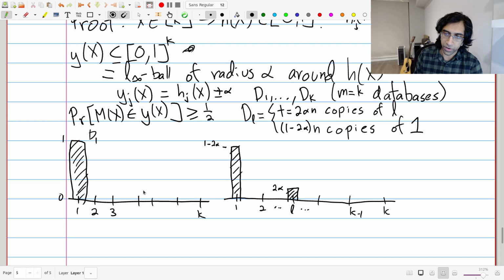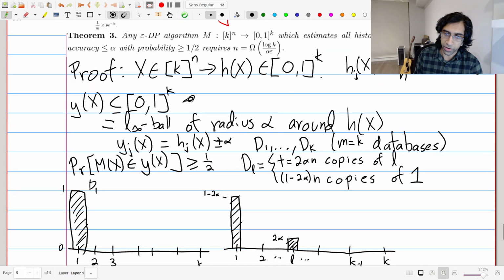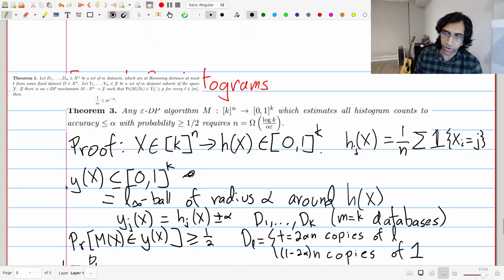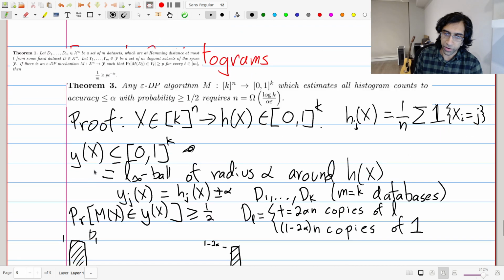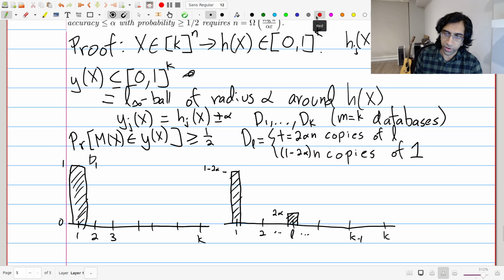And that's what it's going to look like for each of these other databases, DL. And why did we put this amount of mass here? Well, remember we drew this L infinity ball around the true histograms for each of them. So let's see what the sort of allowed answers are going to be for each of these. Let's see what the Y sets are for each of these data sets. Suppose we're given the data set D1, then the set of outputs that the algorithm M is allowed to give and still attain the right accuracy guarantee looks something like the following.